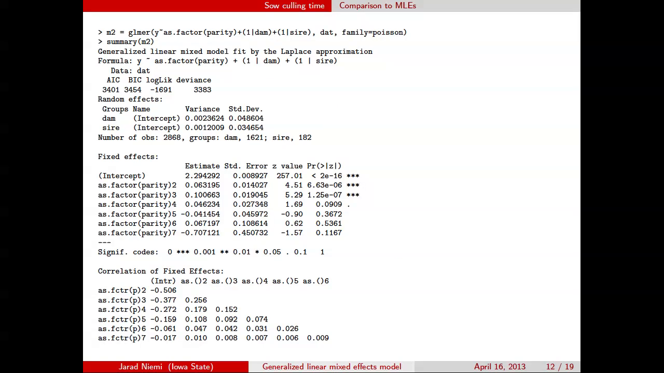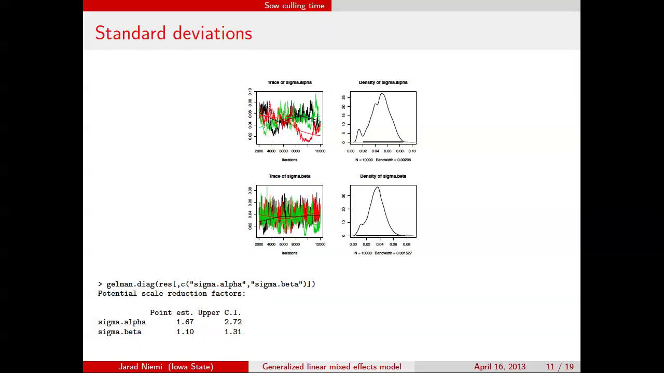Okay. I just wanted to point out the analysis that you could do not in a Bayesian fashion. I mentioned that the analysis took ten minutes or so, and this takes seconds. So it's certainly something you want to do before you even try the Bayesian analysis. I wanted to point out that it basically coincides. Here you have estimates for the standard deviations, labeled dam and sire for the sows and grandsires: 0.05 for the sows and 0.035 for the grandsires. So it seems to match up.